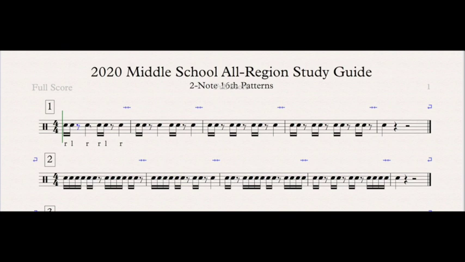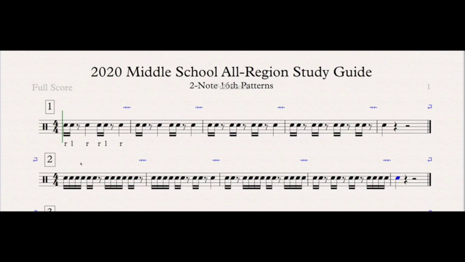One tite, 2, 3 tite, 4, 1 tite, 2, 3 tite, 4. Okay, same thing down here. 1 tite, 2 tite, 3 tite, 4 tite, 1 tite, 2 tite, 3 tite, 4 tite, 1.